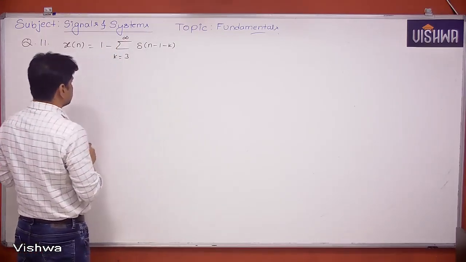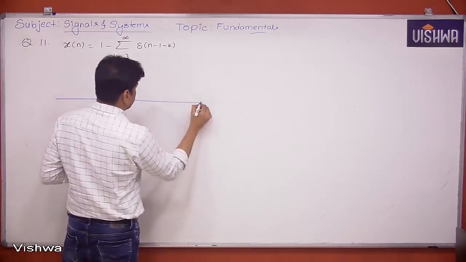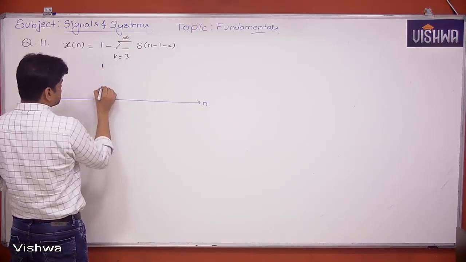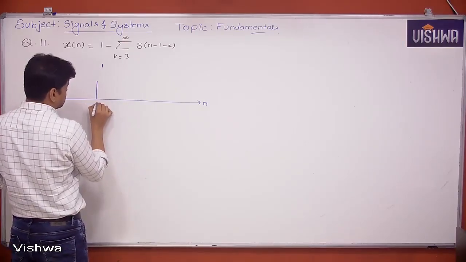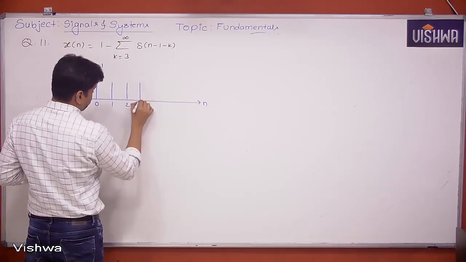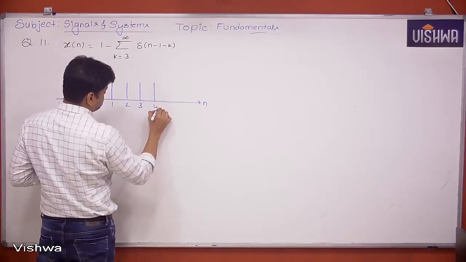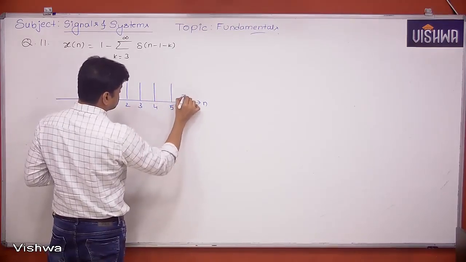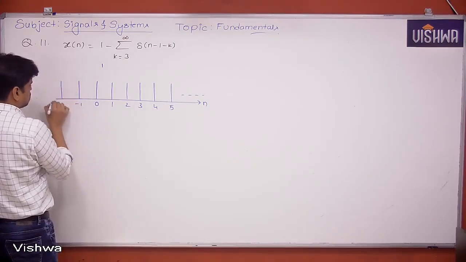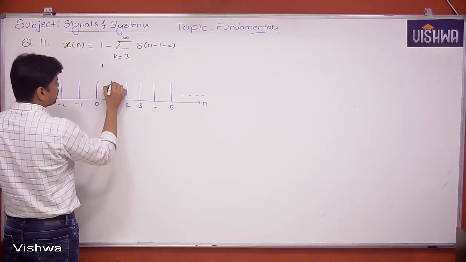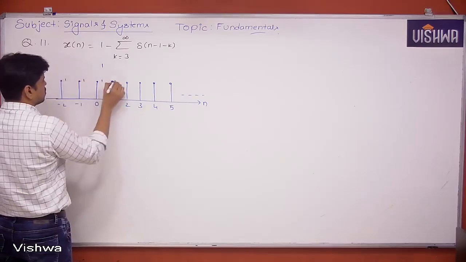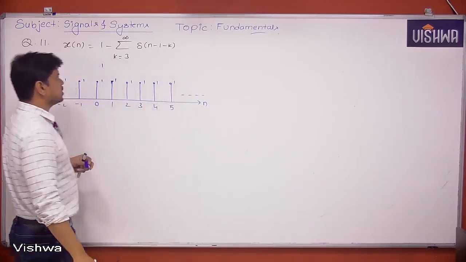So first we will take a function which is called 1. 1 means at each and every instant of time, that means at 0, 1, 2, and so on, for all values of n, its value is equal to 1, 1, 1, 1, like that. That's the meaning of 1.